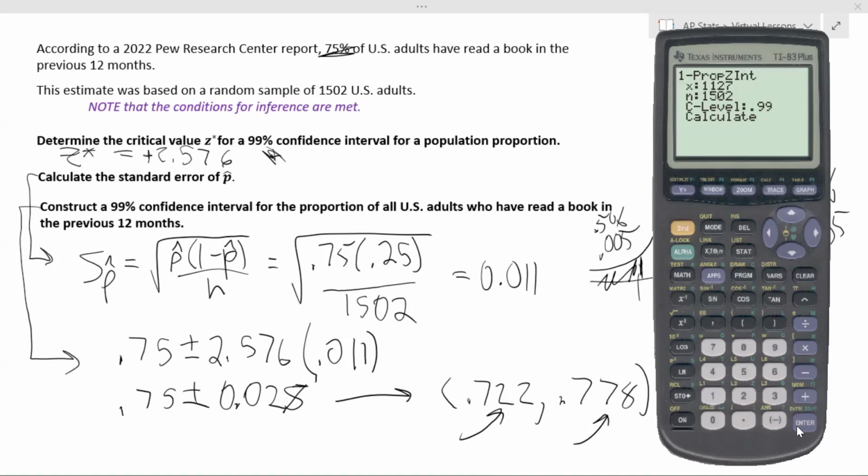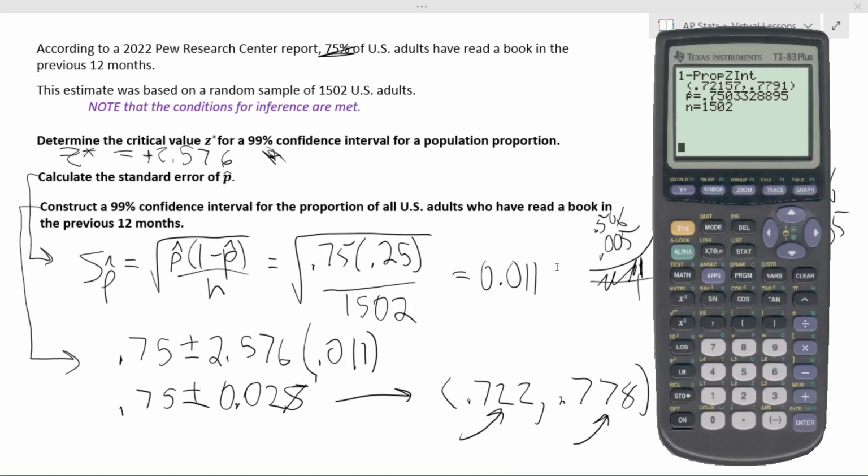And then it's going to ask you to enter the information. X would be the number of successes, which they didn't explicitly tell us, but if you do 1502 times 0.75, you get 1,127. Then you plug in the number in the sample. That's 1502. Then your confidence level as a decimal. In this case, we wanted to do a 99% confidence interval, so it's 0.99. And then we calculate, and it automatically gives you the confidence interval as well as p hat and the n.